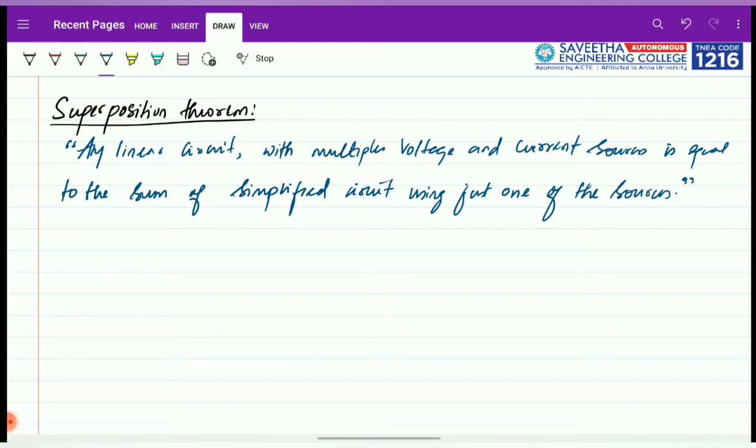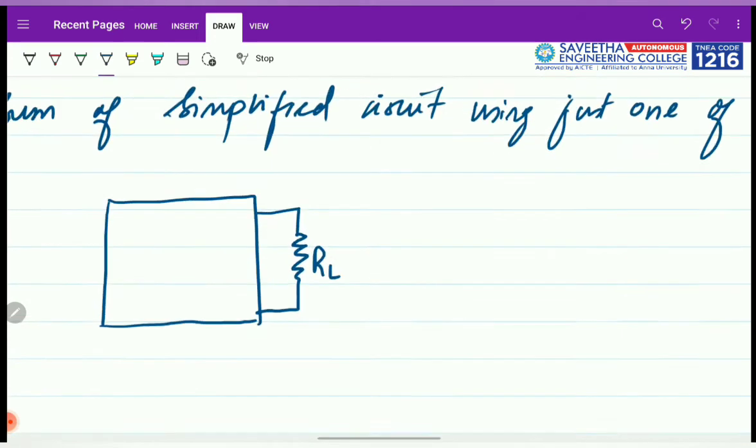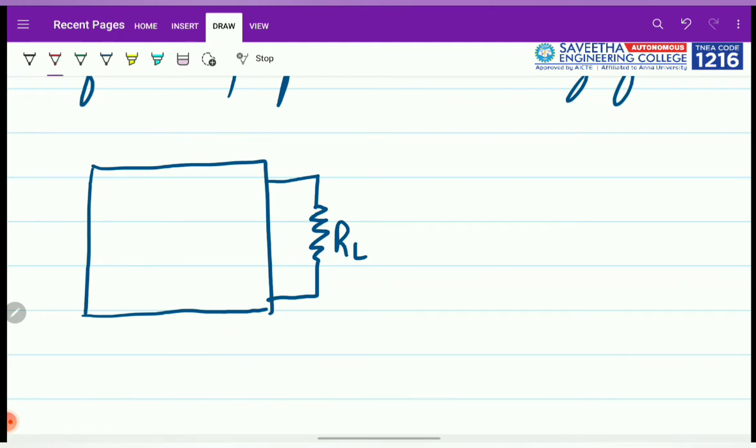So diagrammatically, if I have to represent it, if I have a network and there is a load connected to it, this is the RL, and let IL be the load current, and we know the voltage drop across the resistance is taken as the load voltage, the voltage drop across the load again.